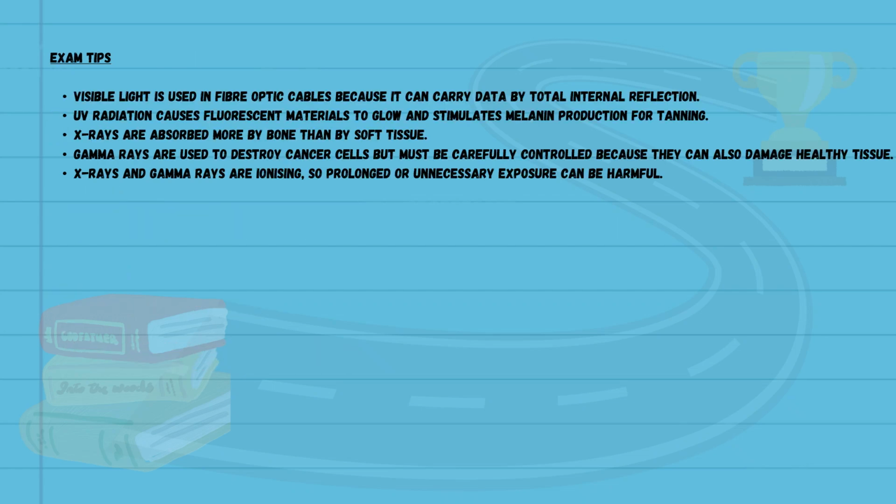Exam tips. Visible light is used in fiber optic cables because it can carry data by total internal reflection. UV radiation causes fluorescent materials to glow and stimulates melanin production for tanning. X-rays are absorbed more by bone than by soft tissue. Gamma rays are used to destroy cancer cells but must be carefully controlled because they can also damage healthy tissue.